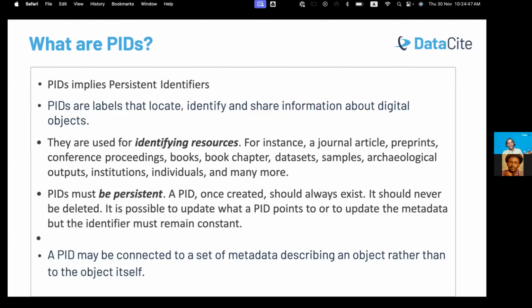So a PID may be connected to a set of metadata describing an object rather than to the object itself. So describing it that, oh, this data was collected by this number of people. These are their names. This is what you can use to identify them. These are the institutions that they are affiliated to. This is the project started on XYZ date and ended on XYZ date. Or if it is maybe a journal article, you can talk about the author or the co-authors, when it was published, where it was published, the resource location, where that resource actually is. Those are the information that you get from PIDs, persistent identifier. It is going to be identifying that resource continuously, perpetually.